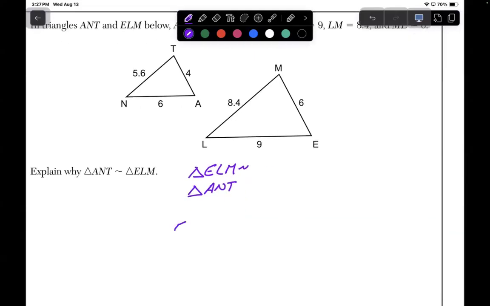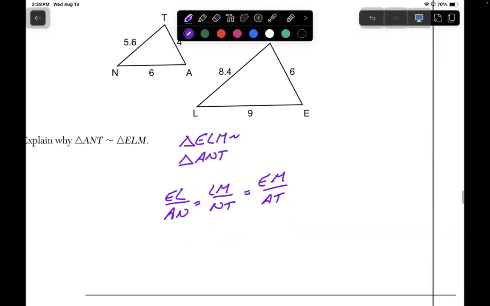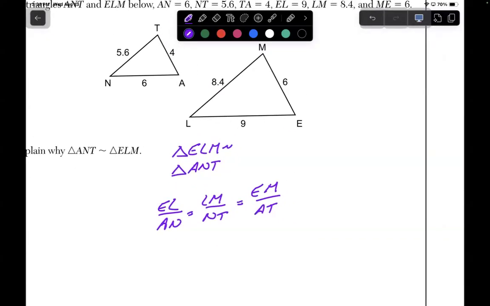Then I just need to say, okay, well, EL over AN equals, so the first two over the first two, the last two over the last two, the first and last over the first and last, equals LM over NT equals EM over AT.